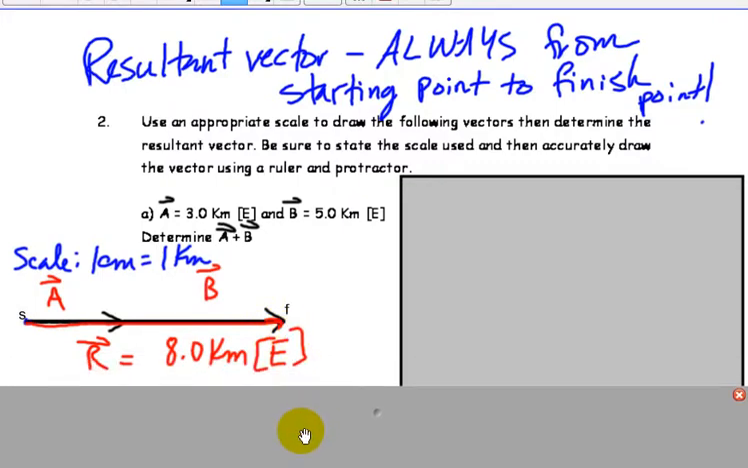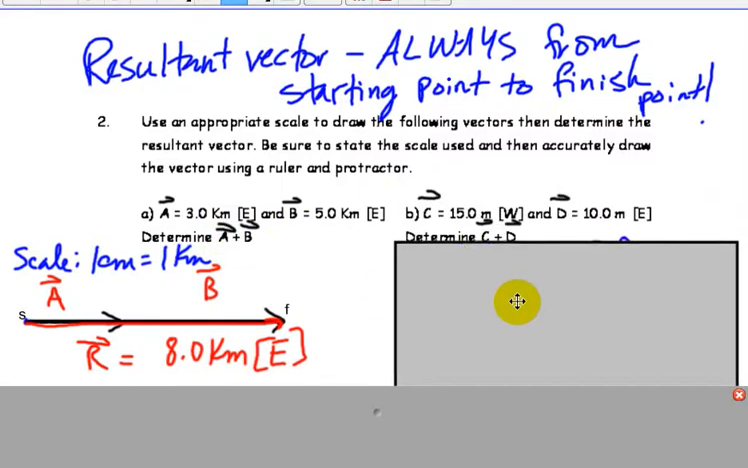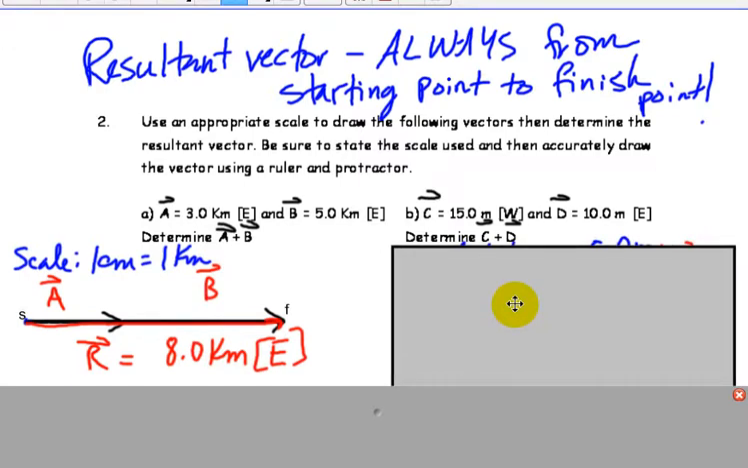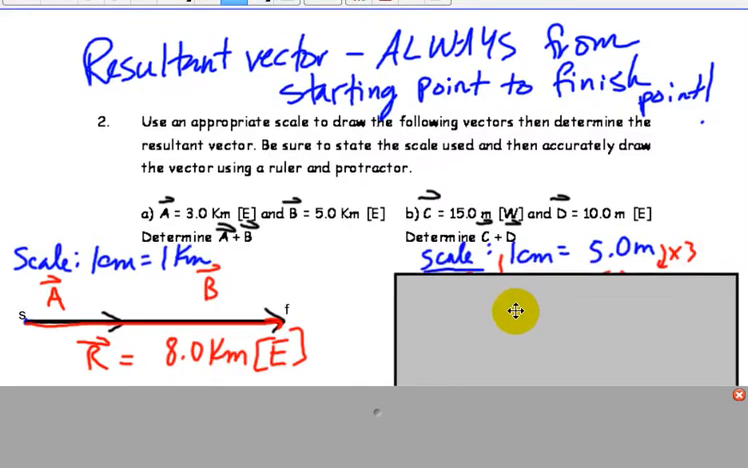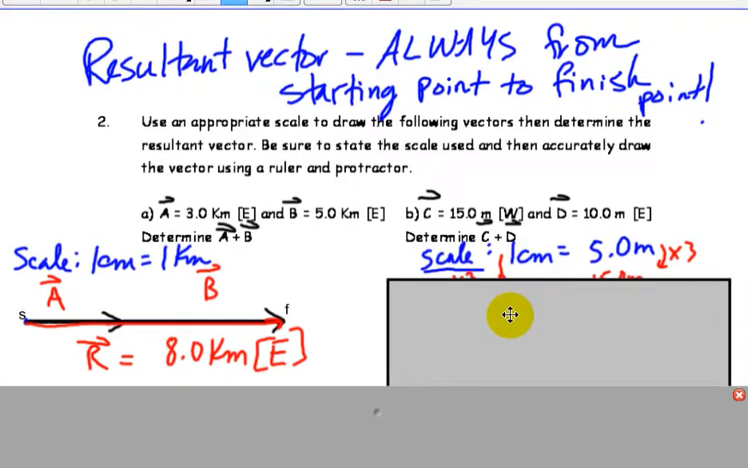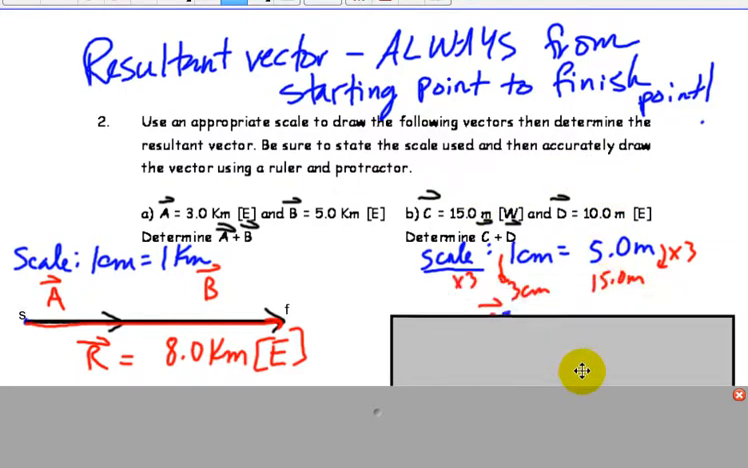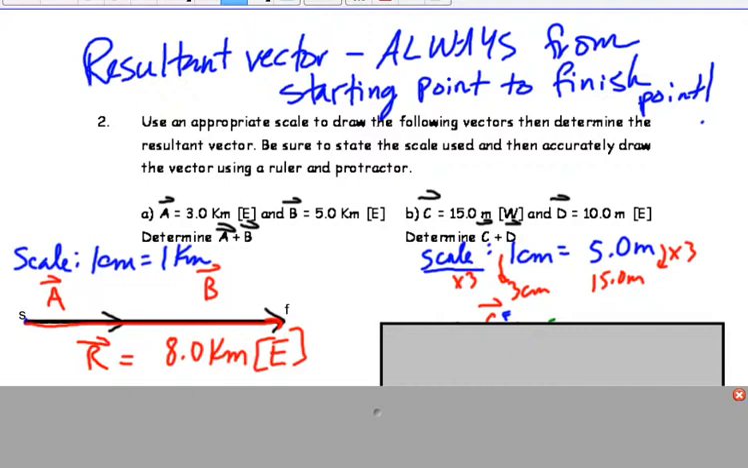And of course we know the answer there is 8 kilometers east, because you could have just simply added these up in your head. Okay, next one, vector C is 15 meters west, and vector D is 10 meters east. Determine vector C plus vector D. So here I used a different scale, 1 centimeter equaling 5 meters. That means this would end up being 3 centimeters. That would be 2 centimeters. It's a little small, but not too bad.